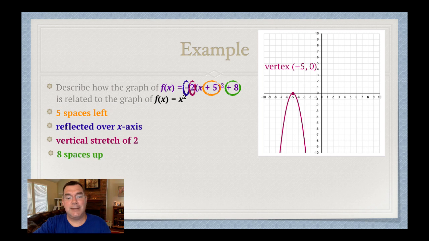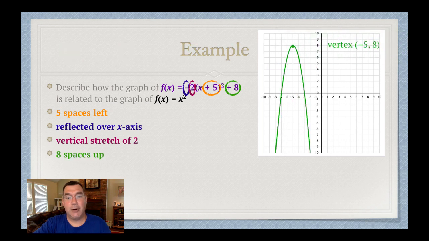And then the plus 8, the very last transformation, means the entire graph moves up 8 spaces, and now the vertex has moved up 8. So we are now at negative 5, 8. That's where our vertex is now after all of those transformations.